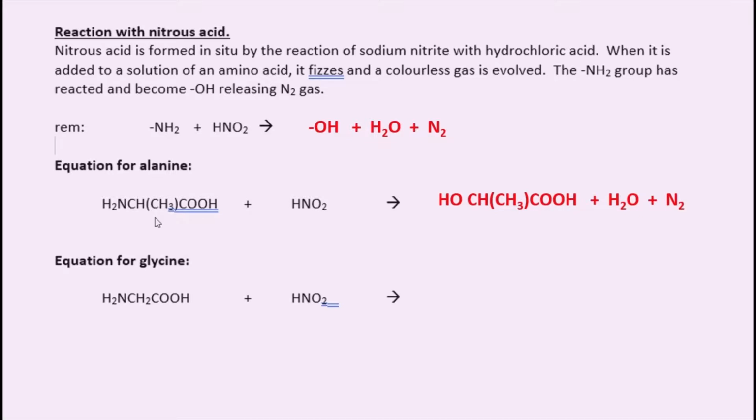So again, put in specifically, so this time if we do it for alanine, there's the alanine molecule, it's got that NH2 group, and you see that simply changes and becomes OH. With glycine, same thing happens, where you've got the NH2, and that becomes OH.